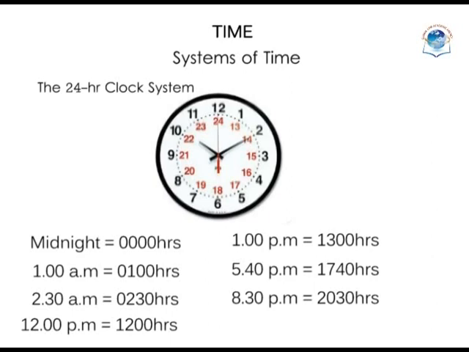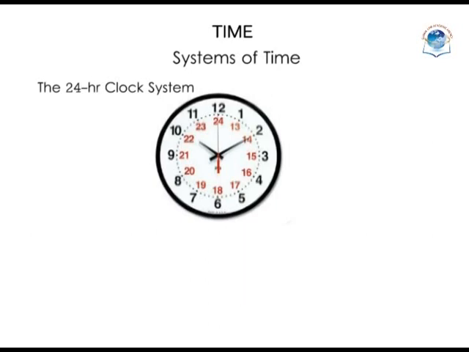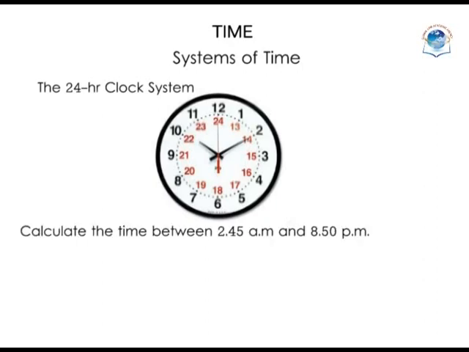When adding or subtracting time, it is easier to first convert the time into the 24-hour system. For example, calculate the time between 2:45 a.m. and 8:50 p.m. 8:50 p.m. will be 8:50 plus 1200 hours, which gives us 2050 hours. 2:45 a.m. is simply 0245 hours. The difference, 2050 minus 0245.